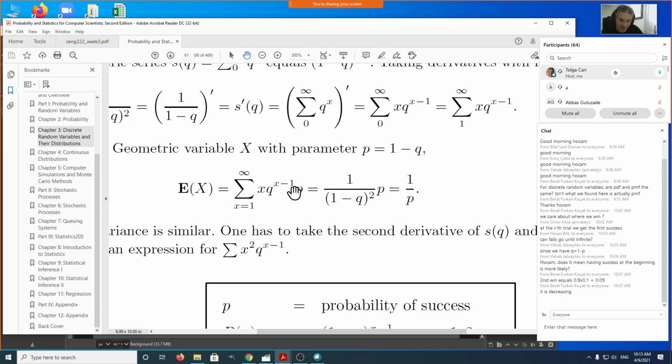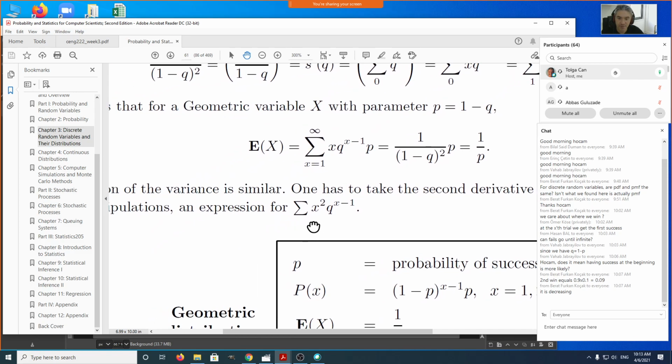So this is the PMF of x, and we sum all these x's weighted by their probabilities. And since the number of x's in this summation is infinite, we have to solve this infinite series. So you have to refer to your mathematics books to find how to solve these geometric series. And it turns out to be 1 times p over 1 minus q squared. 1 minus q is already p, so it's p divided by p squared, which turns out to be 1 over p.